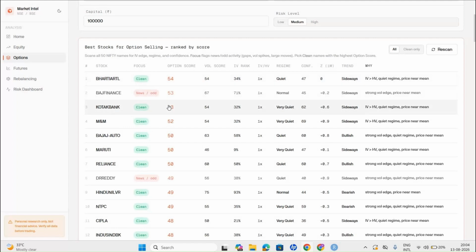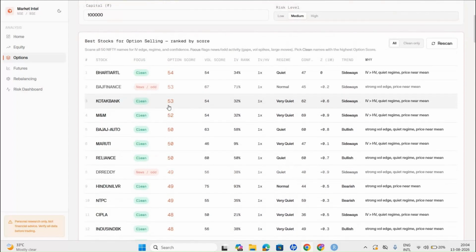This is in tabular form, and it has a lot of information that you can use for your trade. But I generally don't look at all the information because this is a cumulative score that I have given here. So I always go with the option score instead of going through all the columns and analyzing them. So basically you can see Bharti Airtel here.